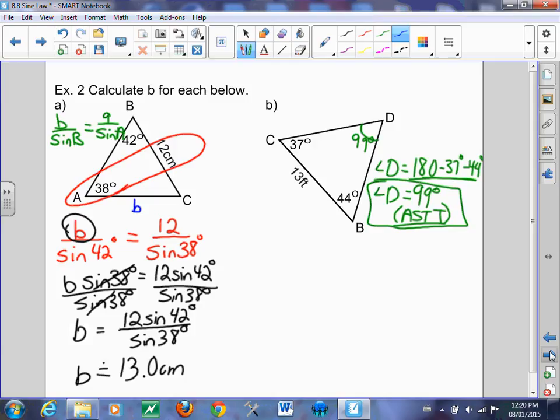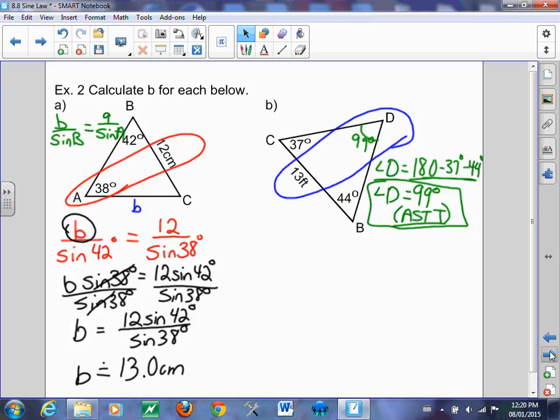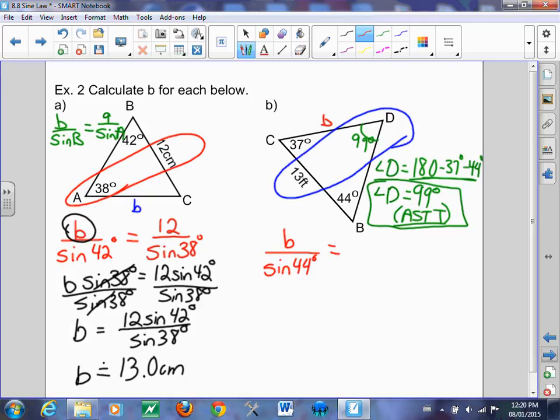Now that we have the angle and its opposite side, we now have a match. Thinking of strategy, looking at this triangle, we don't have a 90-degree angle, so we can't use SOHCAHTOA or the Pythagorean theorem, so we now have a match. So we're going to set this up. We need to find side B. Side B is opposite angle B. So we go B, the side length, over sine B, which is sine of 44, equals the match: 13 over sine of 99 degrees.